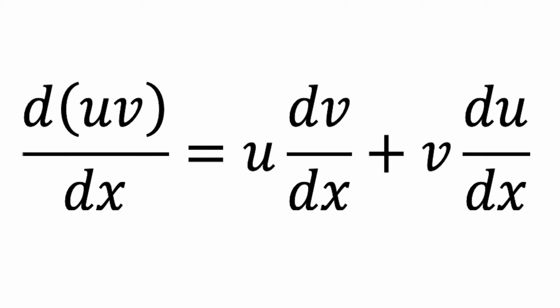Here we have the product rule, which is used for finding the derivative of functions which are the products of two other functions. So here it states that the derivative of uv with respect to x is equal to u multiplied by the derivative of v with respect to x plus v multiplied by the derivative of u with respect to x. In this video, I am going to prove this.